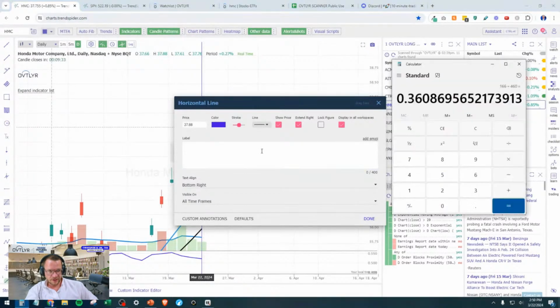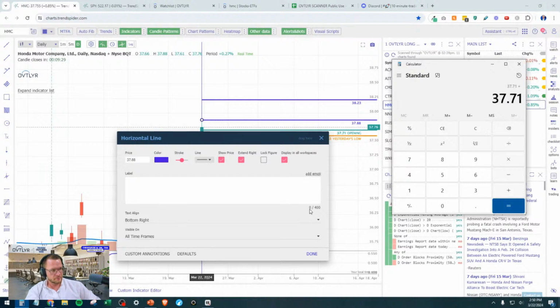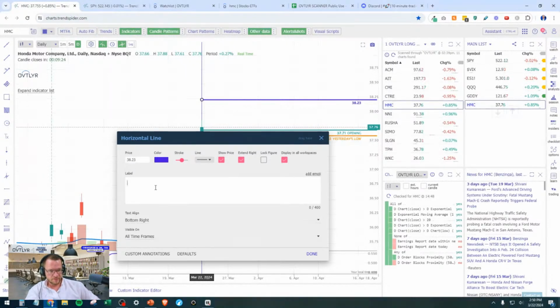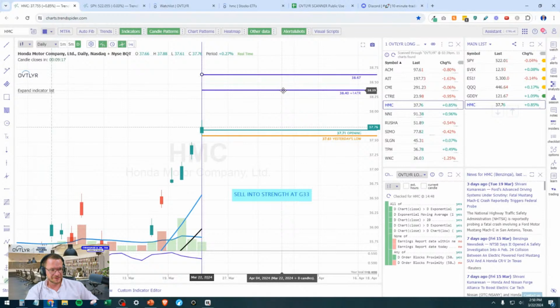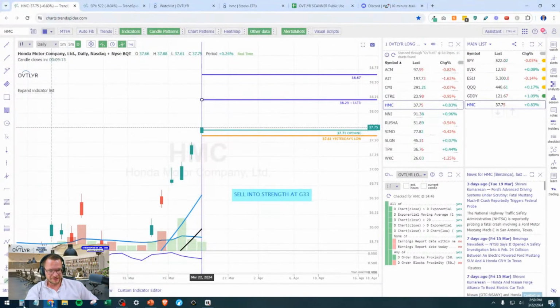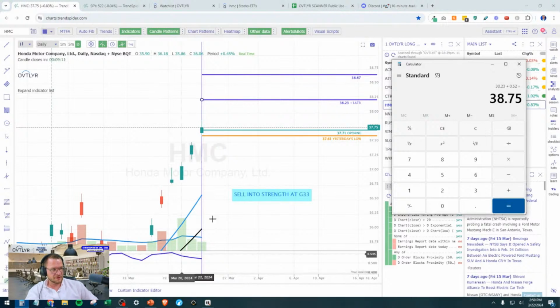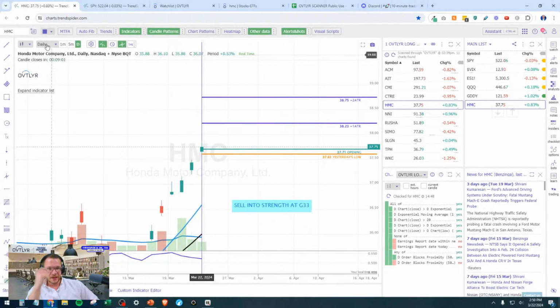So we'll say 37.71 plus 0.52 is 38.23. Which is right on top of the other one. That was annoying. Say again. All right. And then the second ATR is 38.75. All right. So I know what to do with this.